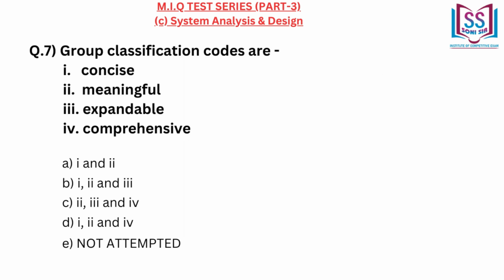Group classification codes are: 1. Concise. 2. Meaningful. 3. Expandable. 4. Comprehensive. A. 1 and 2. B. 1, 2 and 3. C. 2, 3 and 4. D. 1, 2 and 4.